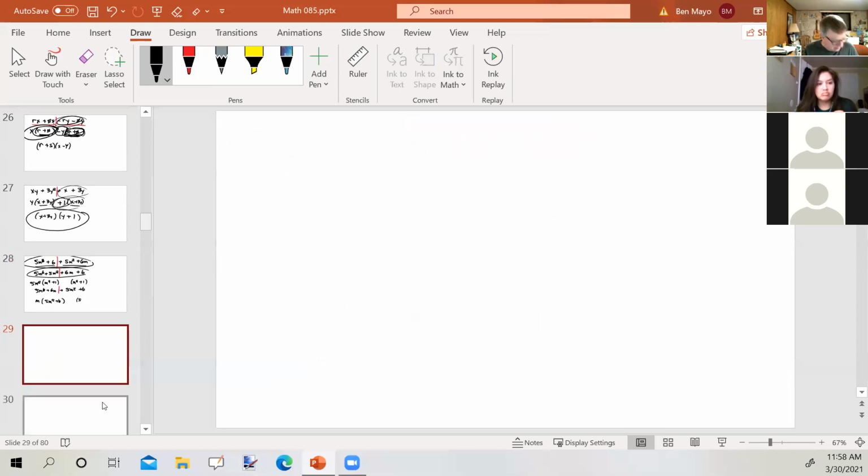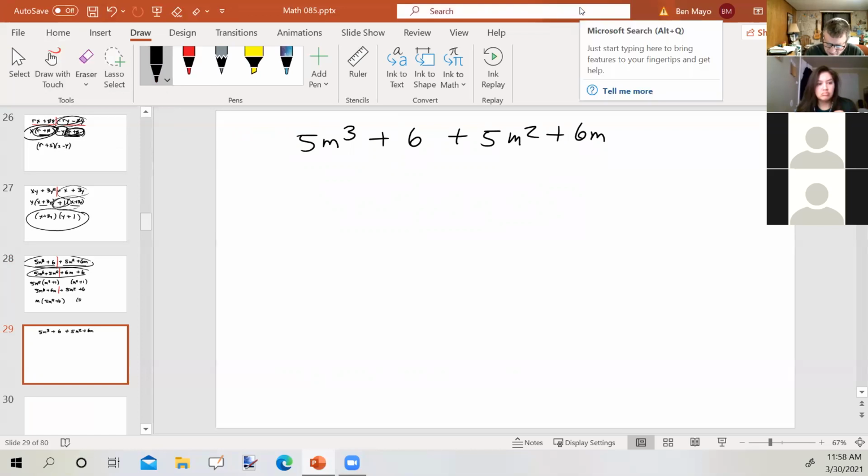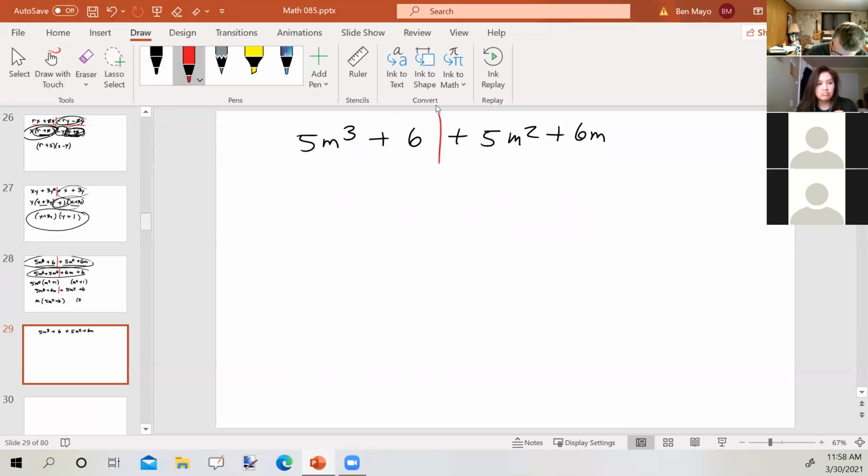It's Monday. Well, sort of. Okay. 5m cubed plus 6 plus 5m squared plus 6m. My apologies. That's what happens when you copy the problem incorrectly. Well, let's see if it works now. The way it is, it's not going to work, just like it didn't work before. Only now if I put them in standard form, I think we'll have better luck. Putting the wrong exponent on that first term messed everything up.